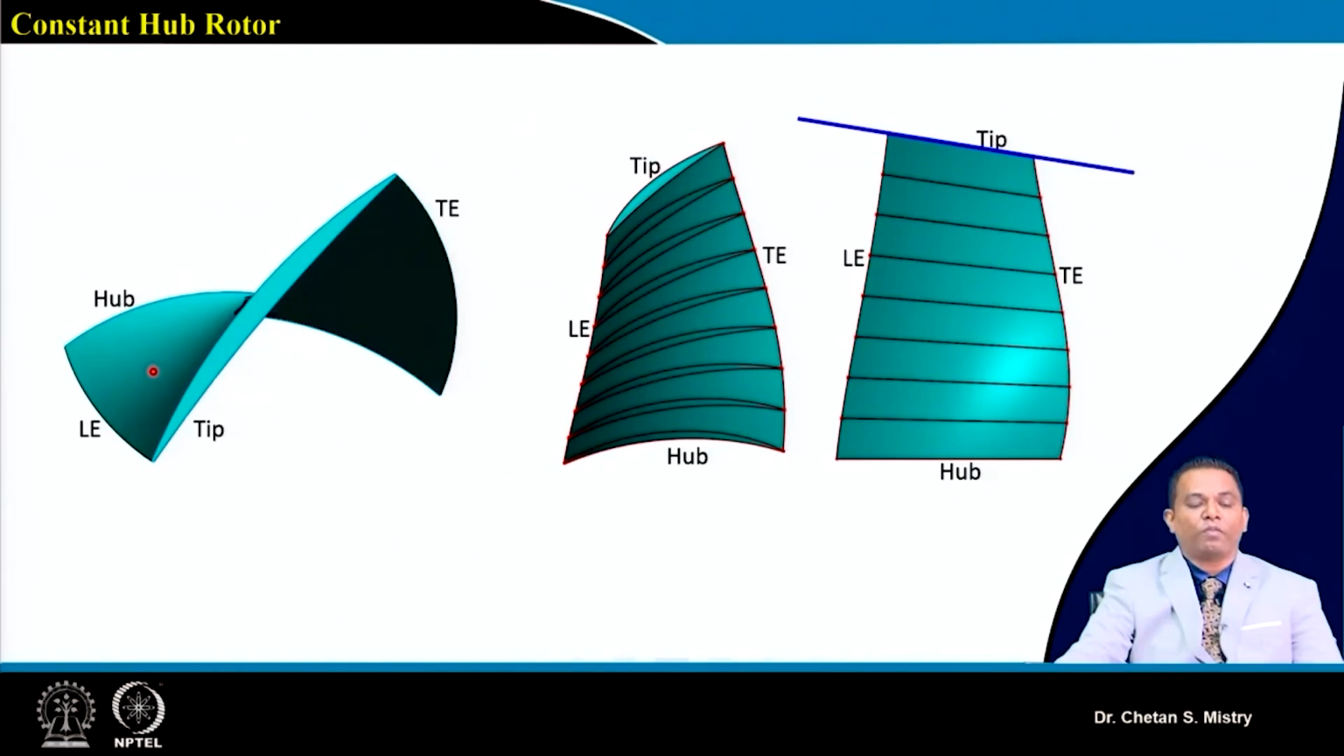Let's try to look at what kind of blade we will be getting. So this represents the case when we configure our rotor to be of constant hub diameter type. This represents my hub station, my tip station, leading edge, and trailing edge.